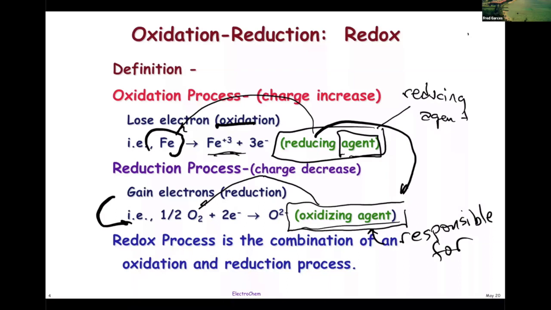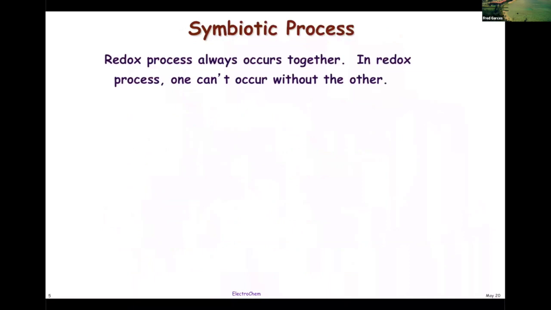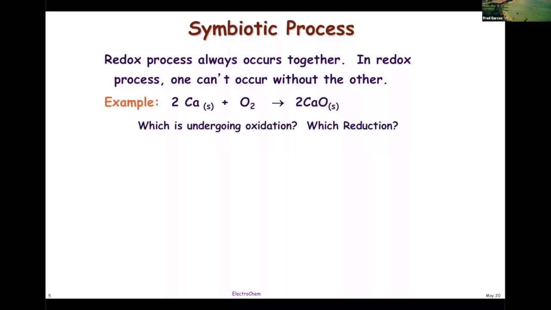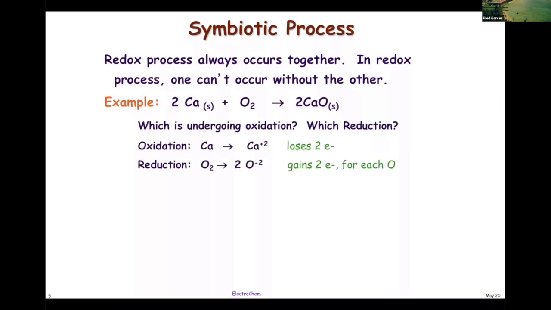So it's a symbiotic process, okay? You can't have one without the other. In other words, if you have a reducing agent, it has to have lost its electron to something. So if there's no partner and it can't give up that electron, then forget it. It's not going to happen. That's why it comes in pairs. And these are just examples, okay?